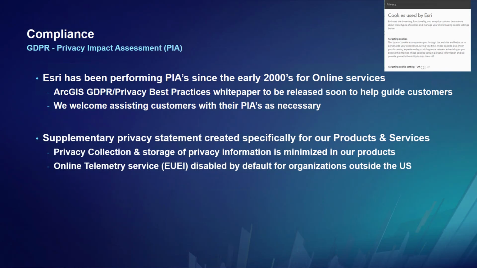We have this online telemetry service, EUEI. You'll see it in the user interface of ArcGIS Online, and it's disabled by default for organizations outside of the US. If you're in the US, you can disable it if you want. As far as it's collecting anonymous information, so it's not even collecting your client IP information.